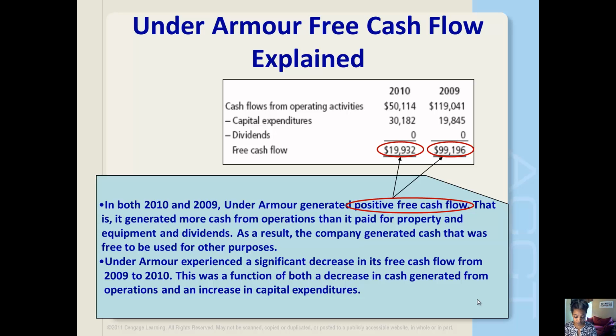A negative free cash flow, however, is experienced when a company spends more cash than is generated for operations. So that's a function of both a decrease in cash generated from operations and an increase in capital expenditures. So you can see here in our Under Armour example that they've got positive free cash flow. Now, one thing that may be concerning is that positive free cash flow is decreasing from 2009 to 2010. But you also see a dramatic decrease in cash flows from operating activities and then an increase in capital expenditures.